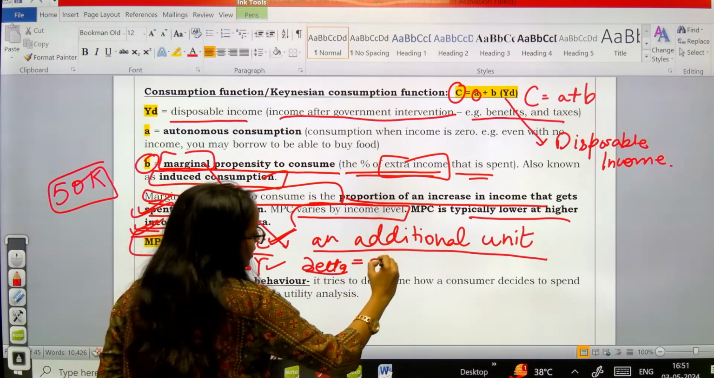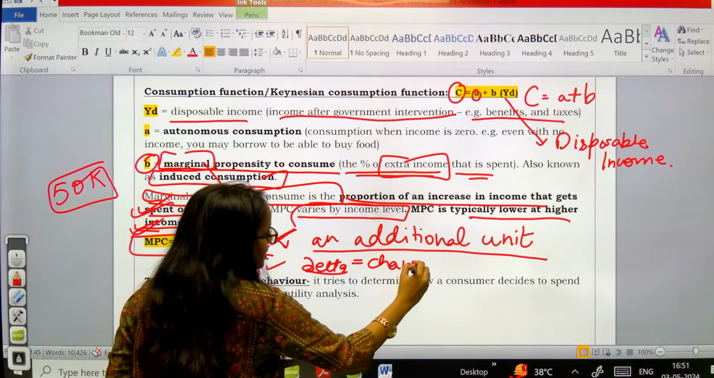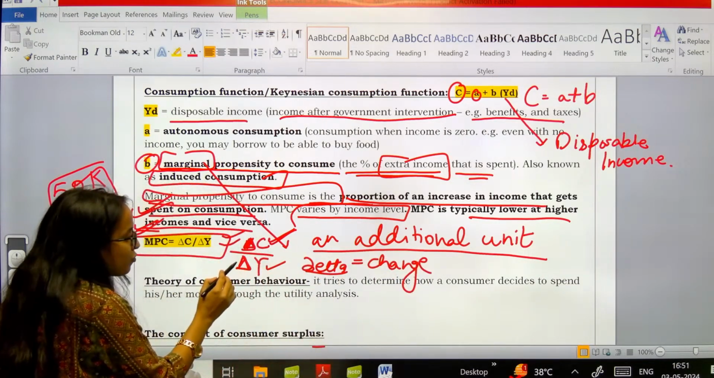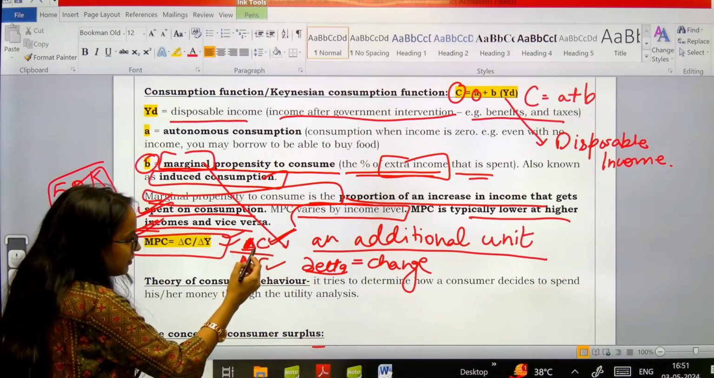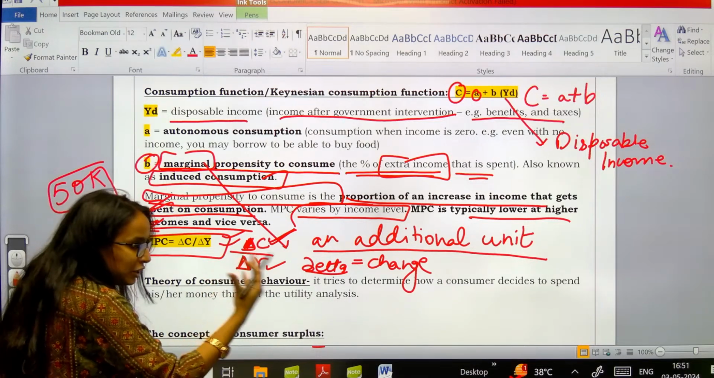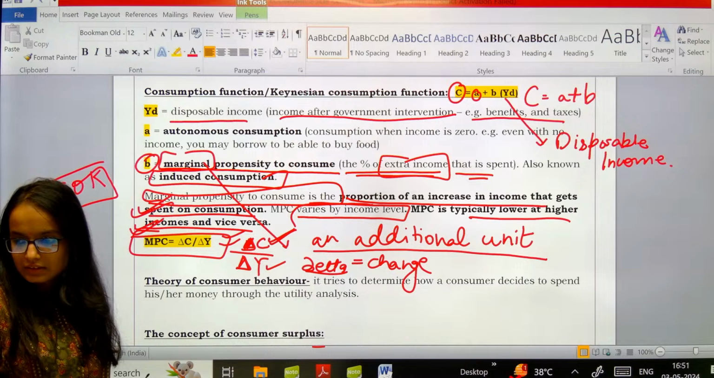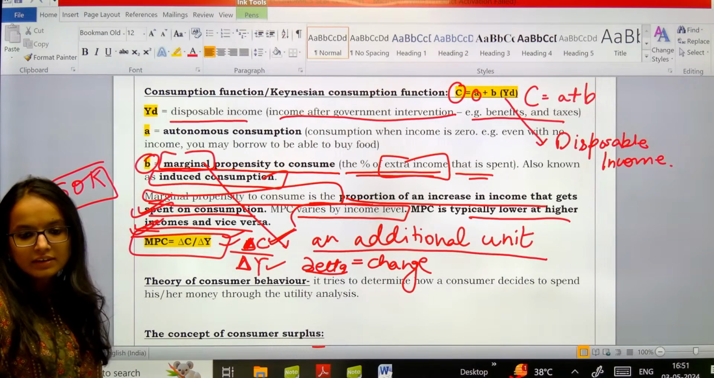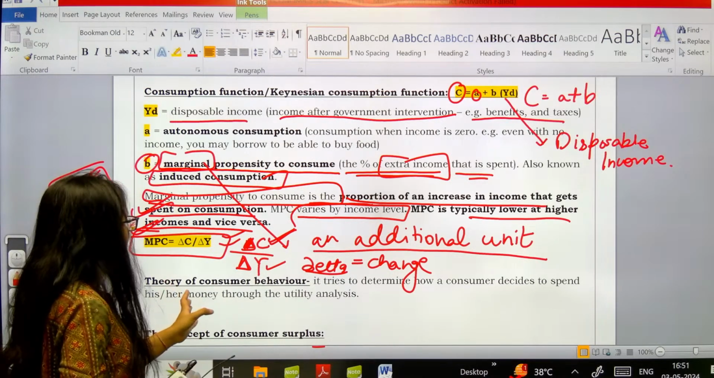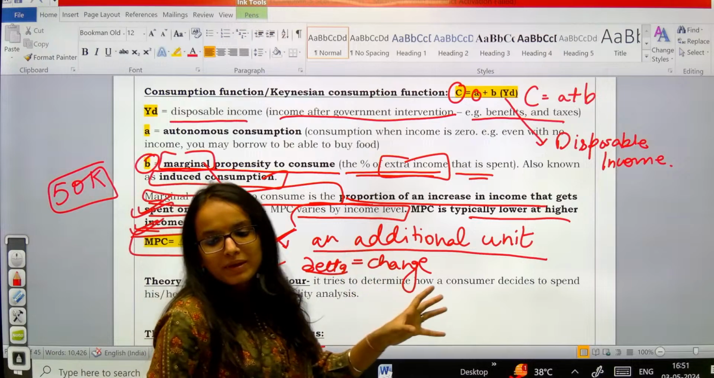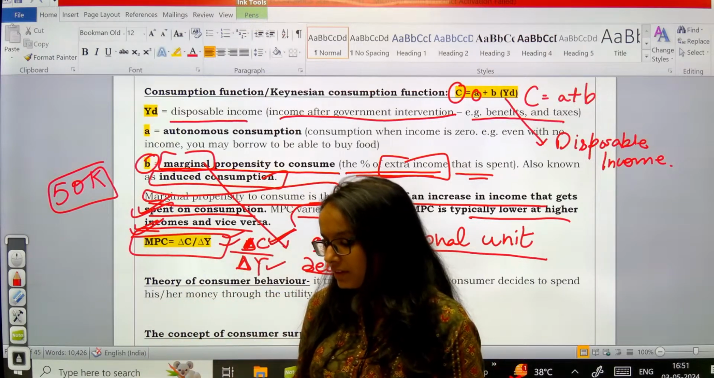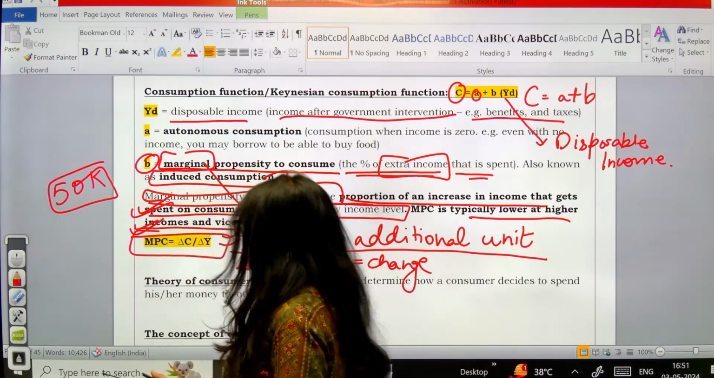Delta means change. So how much consumption, unit of consumption, will change when a particular unit of income increases. Is that clear? This is marginal propensity to consume. Is it clear to everyone? Yes or no?